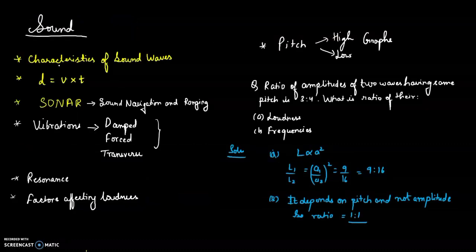Now, the next chapter is sound, characteristics of sound waves. This formula, D = V × T. You should learn all the units. They may ask you the speed of sound if distance and time are given, or distance if V and T are given. Then sonar, sound navigation and ranging. Please read it. A short note on this is asked in the board examination.